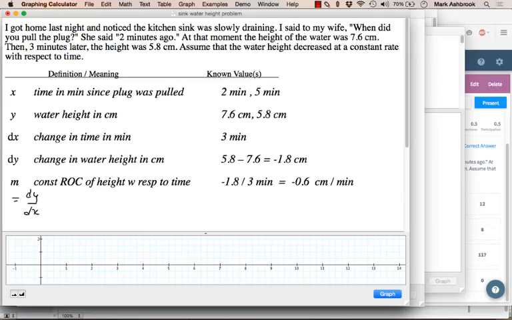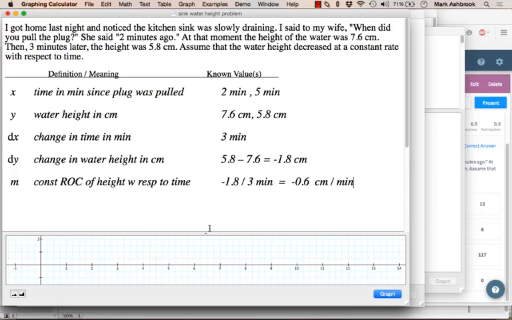Defining variables and parameters, okay? Which are what, by the way? Parameters and variables are letters. Get it right on the test, okay? Then known values for those, okay?